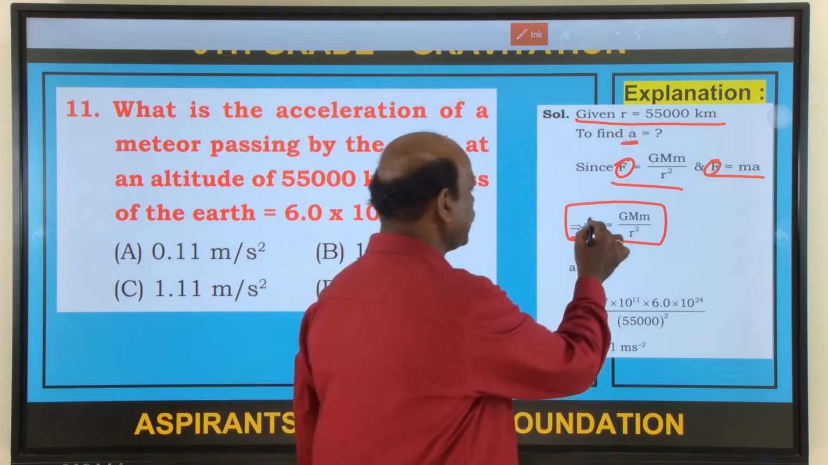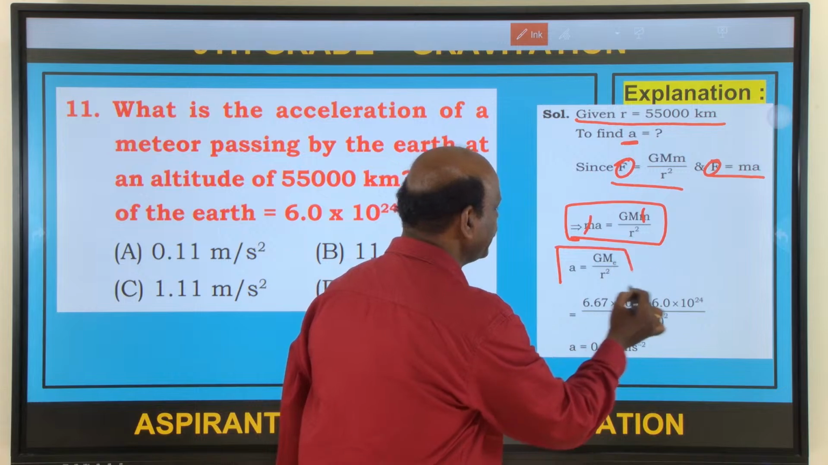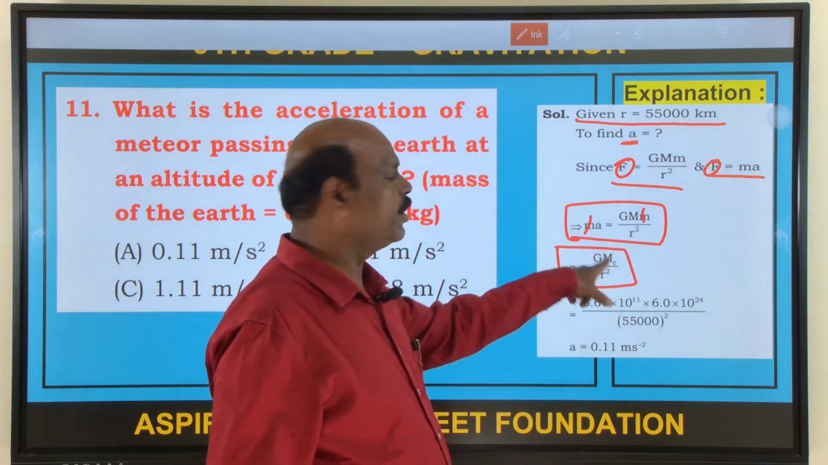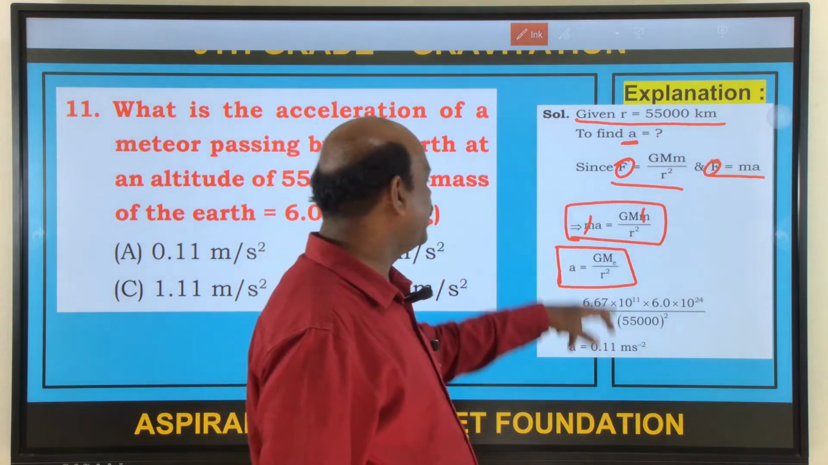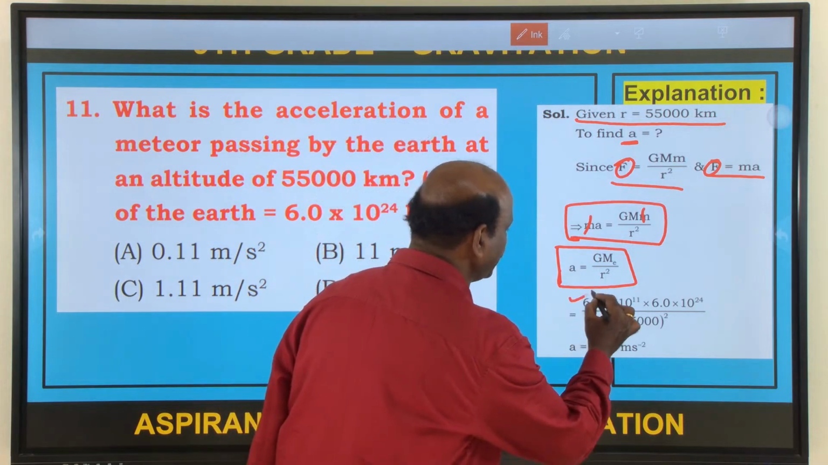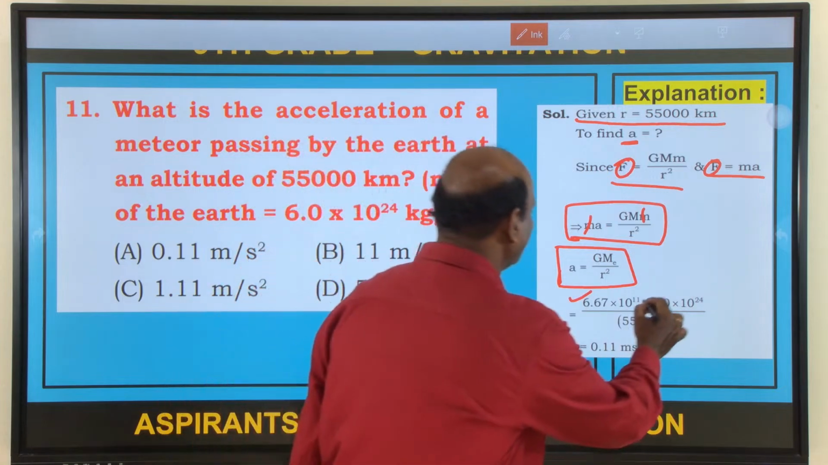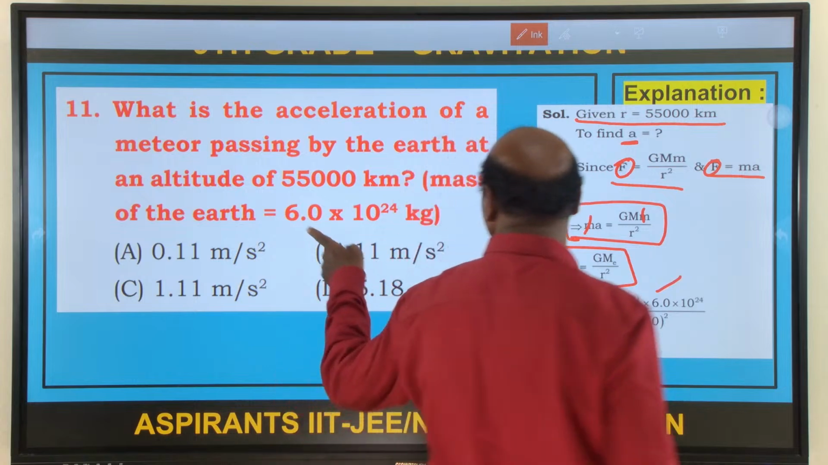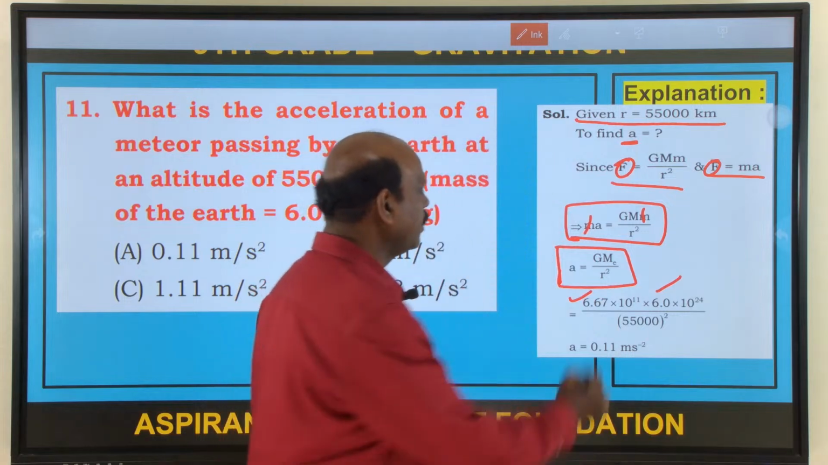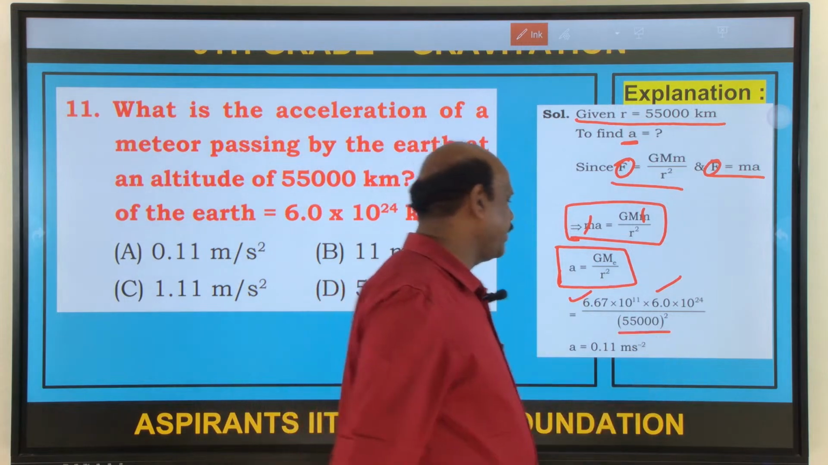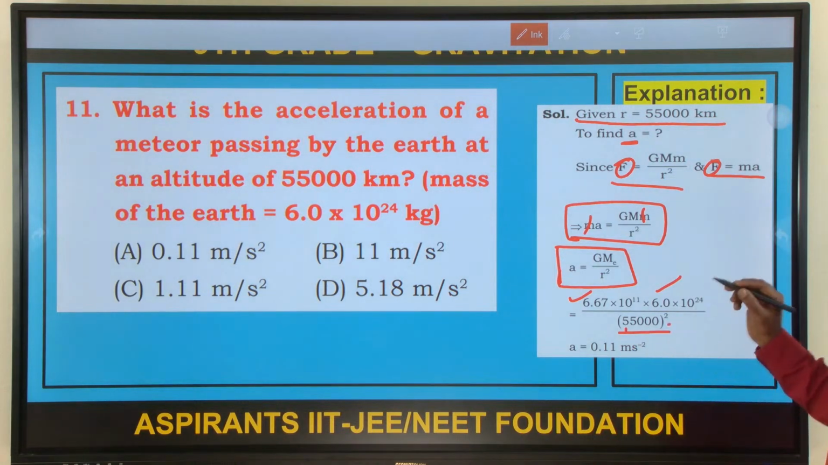When you consider the small m on both sides as the same, you get acceleration is equal to G into M by r square, where G is the gravitational constant, 6.67 into 10 to the power minus 11, and the mass of the Earth, which we have taken according to this question, is 6.0 into 10 power 24 kilograms, and the radius we have taken is 55,000 kilometers, so 55,000 square.